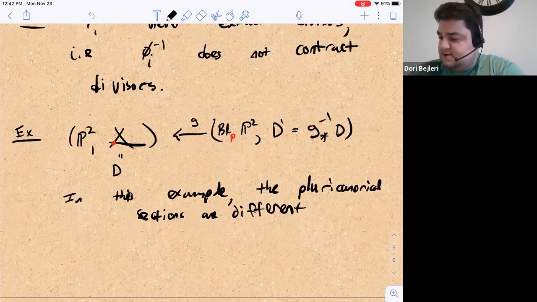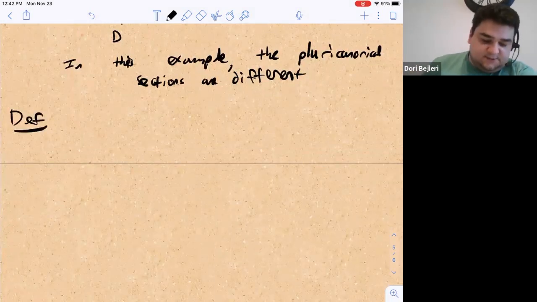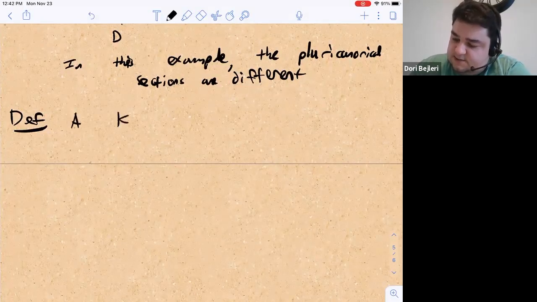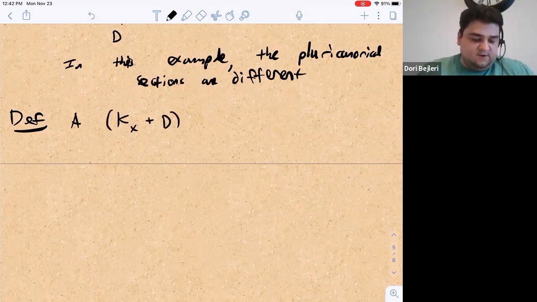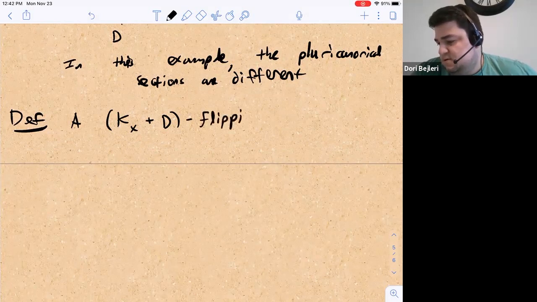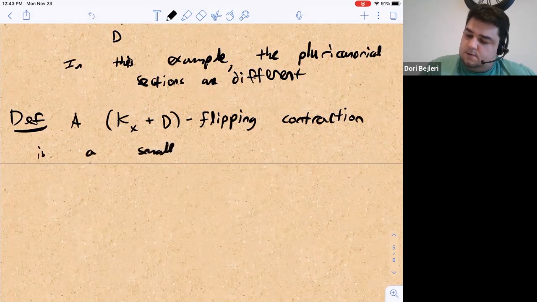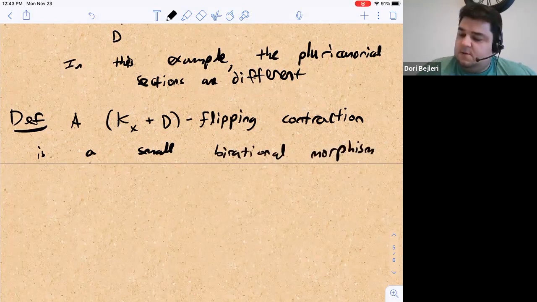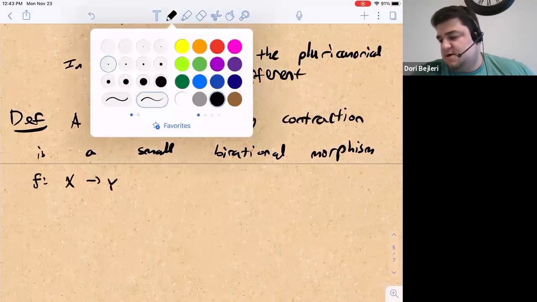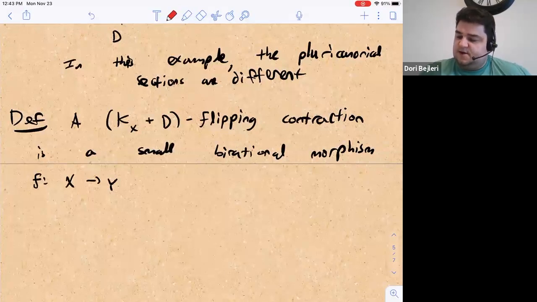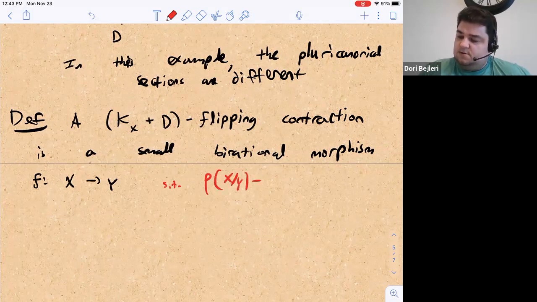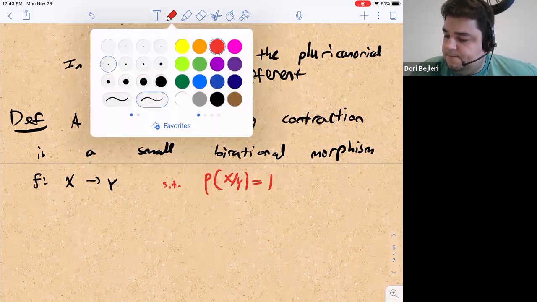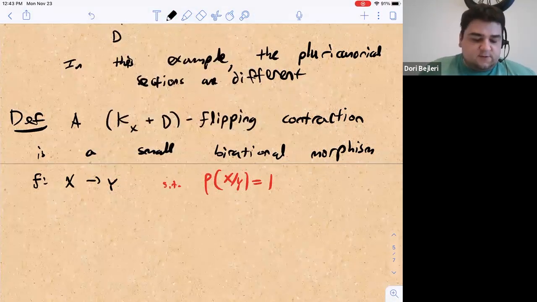Okay. So now I guess we should make formal what a flip is in this log situation. So our definition: if we have any pair X, D, we can define a flip more generally. A K_X + D flipping contraction is a small birational morphism f from X to Y. Usually here, not always, different authors have different conventions, we add the assumption that the relative Picard rank is 1, which comes for free when this is a contraction of an extremal ray.